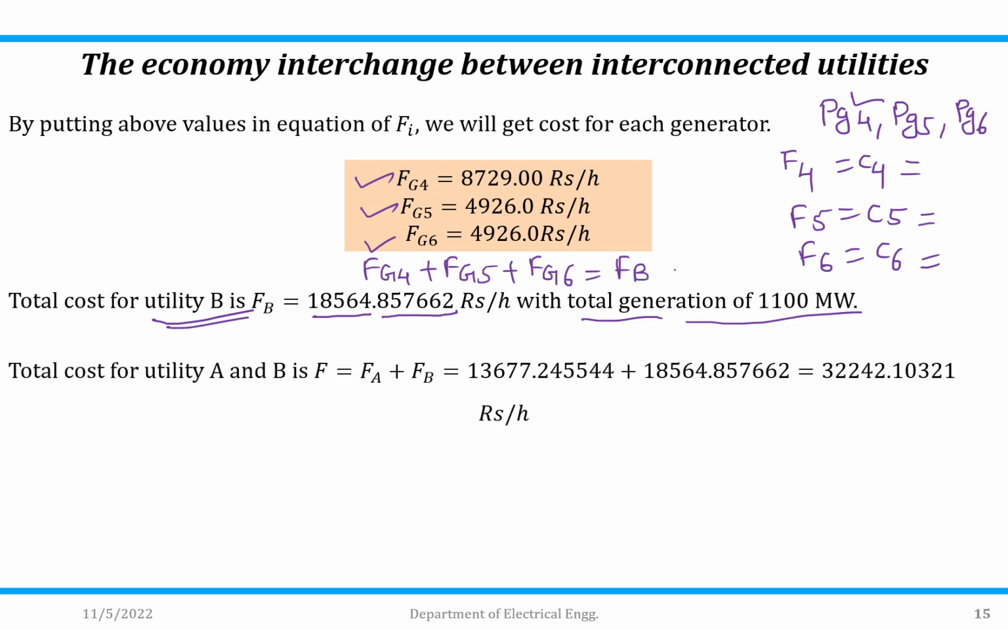So this is the total cost for utility A and B. If we add FA and FB, we have already found this in utility A. This was the last step and we got this value, then this is the value we put here. So suppose the total cost for utility A and B, if we want to find it out, this will be 32242.10321 rupees per hour.